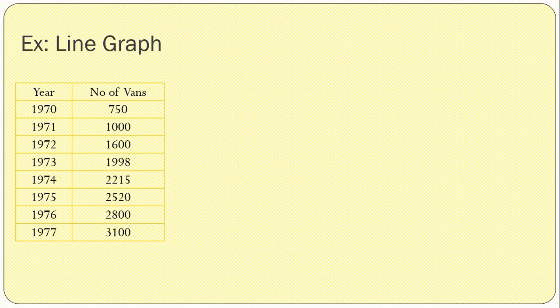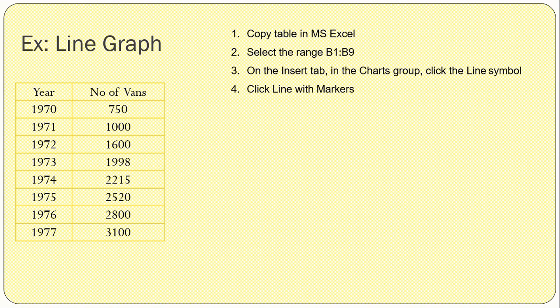First, I will discuss how to draw this line chart using Excel, because Excel is widely used software to implement statistical methodologies. The steps are given here. First, open Excel and copy this data table into an Excel sheet. Then select the data range, the number of vans. In the Excel sheet, it would be B1 to B9, and you can select this data range.